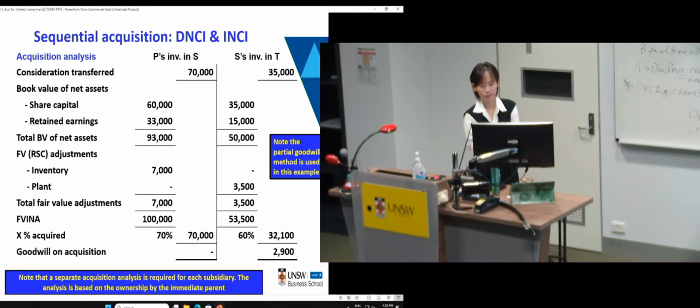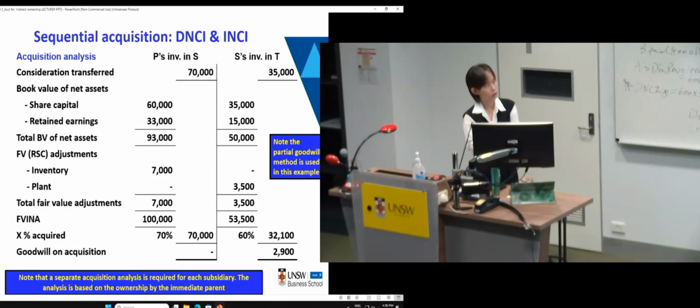Okay. Now then move on to look at the second acquisition. The following is the same step. We start with the consideration transferred, and that is a given. And then we calculate the net assets acquired. The net assets equal the book value of T's net assets, referring to the equity balance of T on the acquisition date. Now then we add the fair value adjustment.